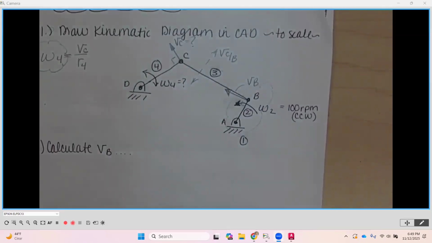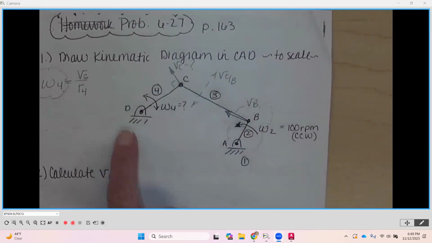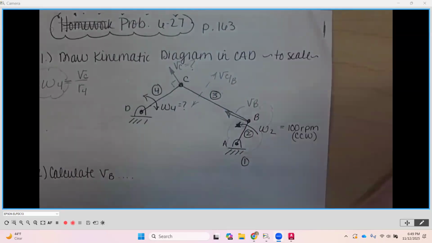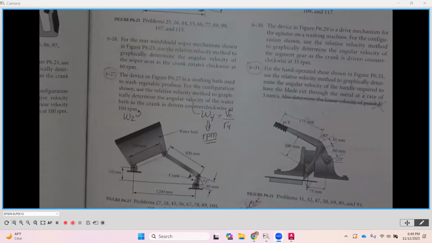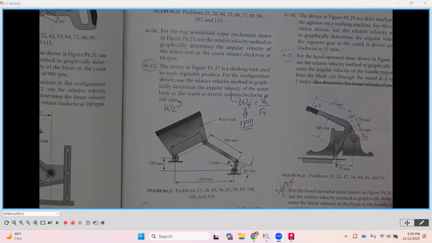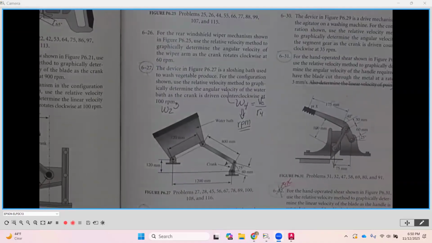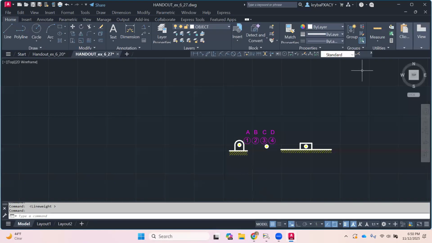Okay. So first things first, we got to draw the kinematic diagram of our sloshing bath, which all the dimensions are going to be here for you to use. Now, this is a metric problem. Okay, this is a metric problem. So you're going to have to pull up your AutoCAD metric start file. Okay. So that's what I did here.